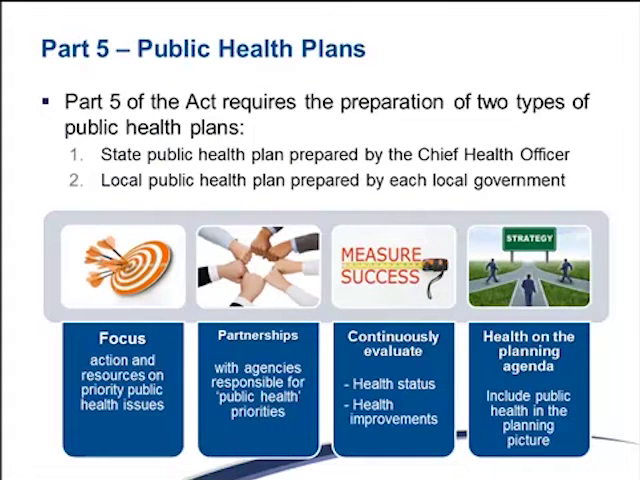Part 5 of the Act requires the preparation of 2 types of public health plans: the State Public Health Plan, prepared by the Chief Health Officer; and local public health plans, prepared by each local government. Public health planning provides an opportunity to focus efforts towards high public health priorities, enhance partnerships between health agencies and local government, continuously evaluate the health status of the population, and get public health on the overall planning agenda.